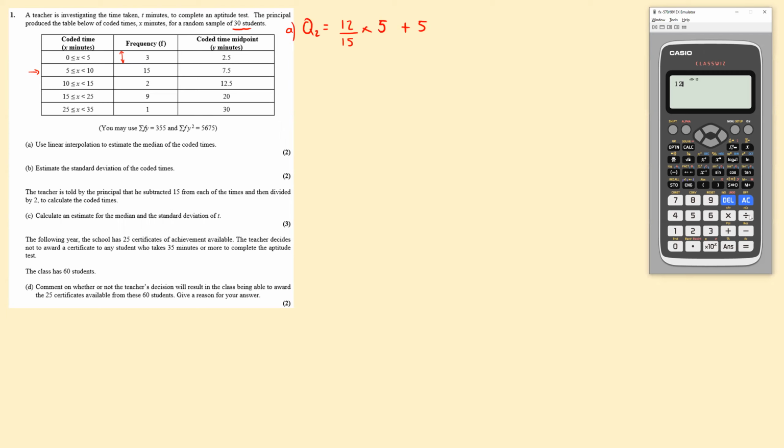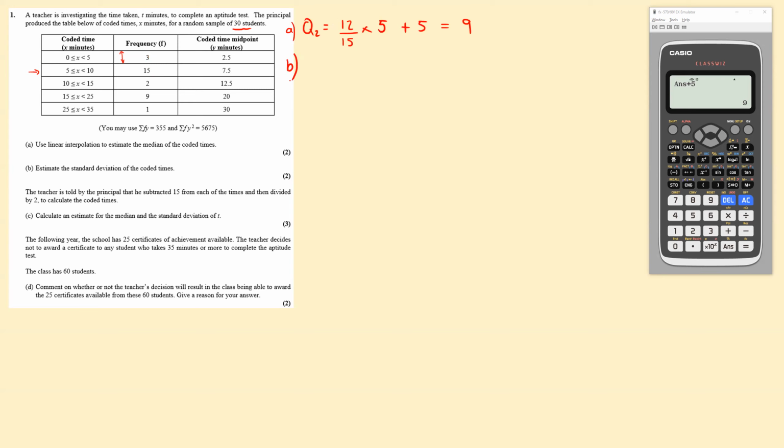So I do 12 divided by 15, sorry, 12 over 15 times 5, and then plus 5. So that tells me it's 9. If you do use n plus 1 divided by 2, you'll get an answer of 9.16 recurring. So if you do, you'd want the 15.5th person, and then 15.5 minus this 3 is 12.5. So the only thing that will change is this number at the top here will become 12.5.